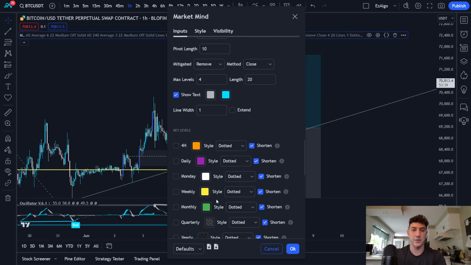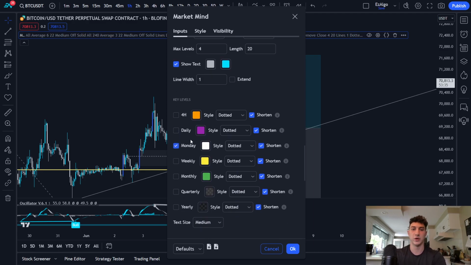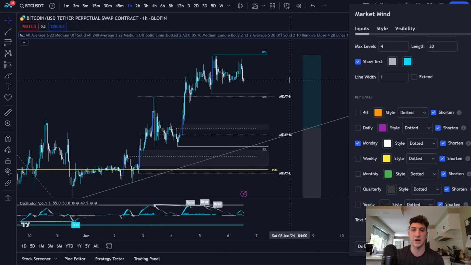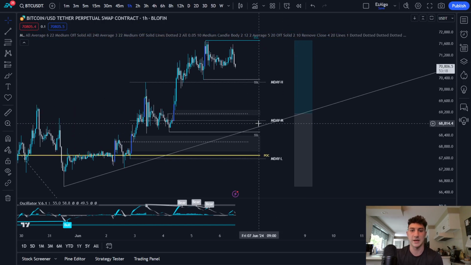All right, below that we have the key levels, right? So the 4-hour, daily, Monday range I really like. Also the weekly, monthly, quarterly, yearly levels. These are just levels of support and resistance, and they are very well respected, especially some of these weekly and monthly levels are definitely well respected. I also do like trading the Monday range as well. So for example, we have the Monday mid right around here.